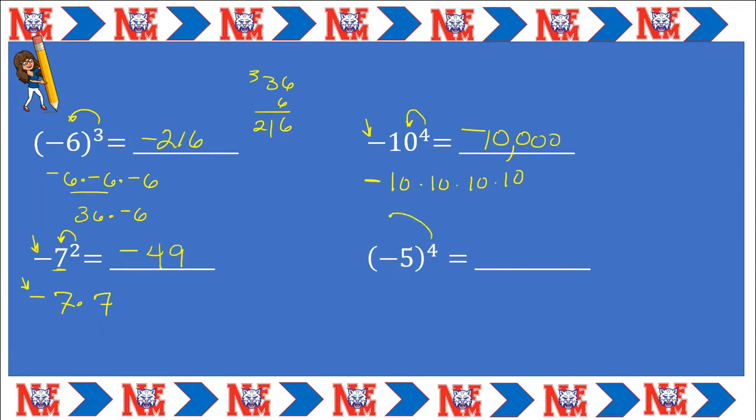On this one, my base is -5. I have 4 -5s. The negative is included, so I'm going to expand. And then I'm going to multiply -5 times -5, and then I'm going to do it again. And this gives me a positive 625.